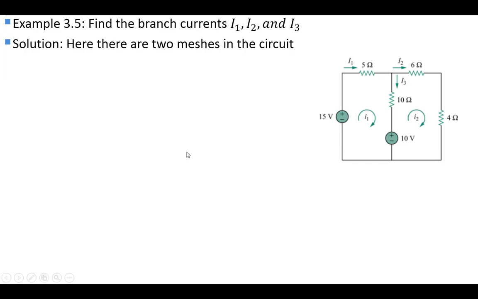So let's see the solution. There are obviously two meshes in the circuit. Let's suppose that I1 and I2 are the mesh currents. We can label the currents IX, IY, IA, IB, or whatever. These are simply labels for the mesh currents. So let's suppose that the current in mesh number 1 is I1 and the current in mesh number 2 is I2.